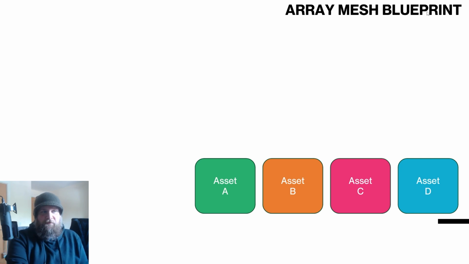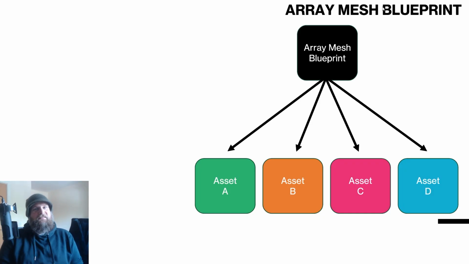What an array mesh allows us to do is give everything a container. That array mesh blueprint will contain lots of different assets, and then when we drag the blueprint into the scene, we can basically choose whatever asset we want in that place at that time.